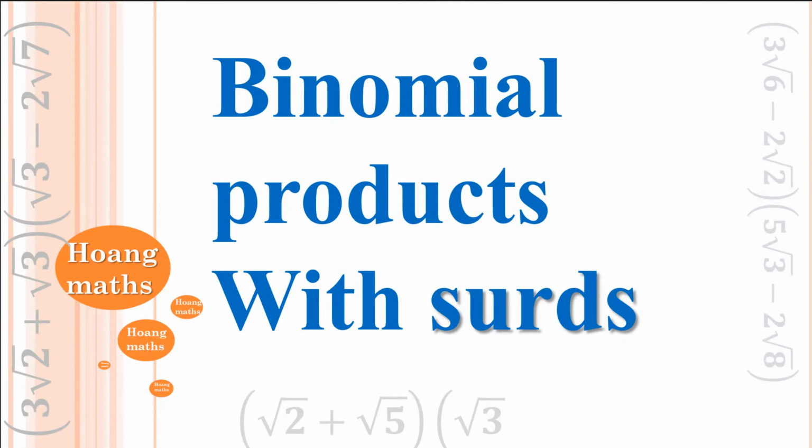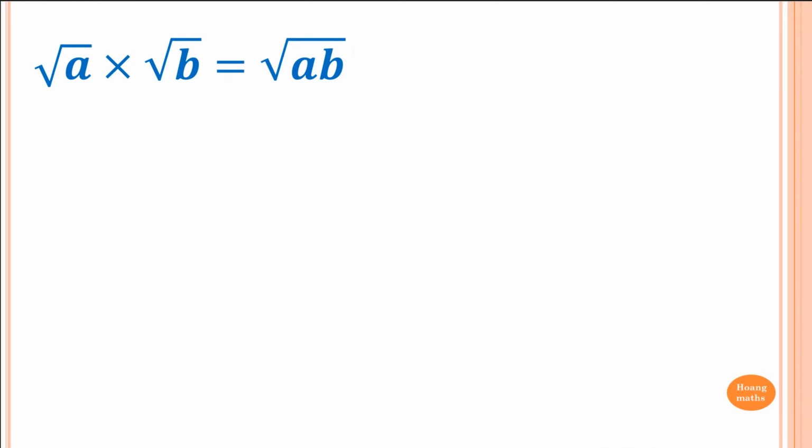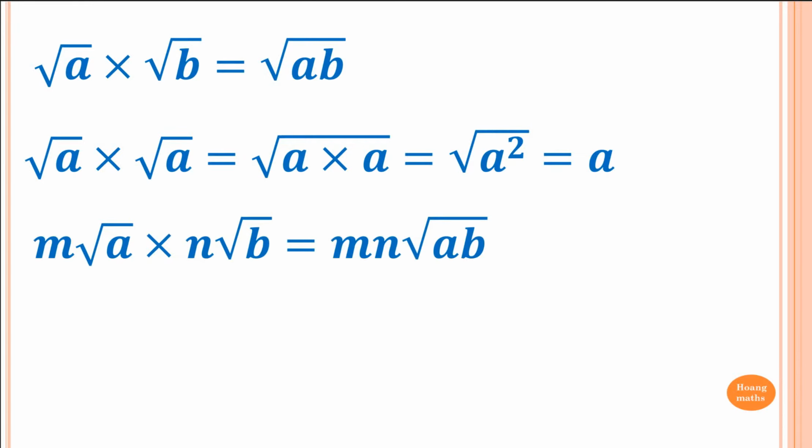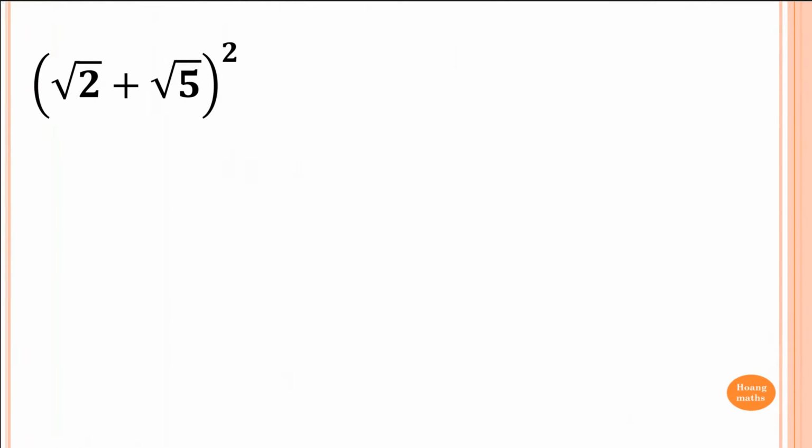Binomial products with surds. Square root of a times square root of b is square root of ab, and square root of a times square root of a is equal to a. And m root a times n root b is the same as mn square root of ab. Okay, we're going to use these rules.